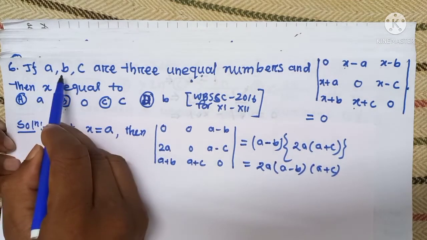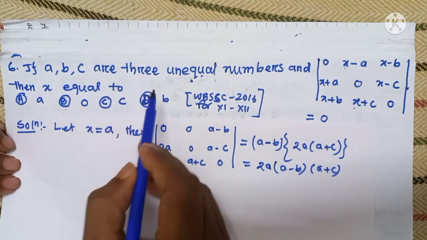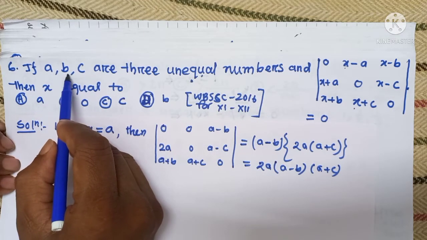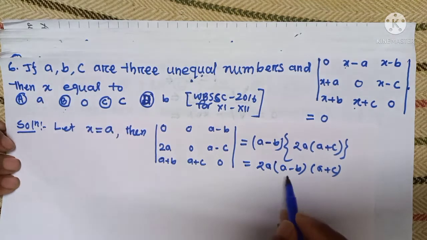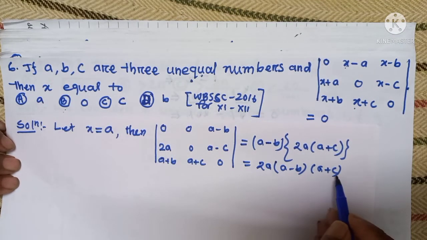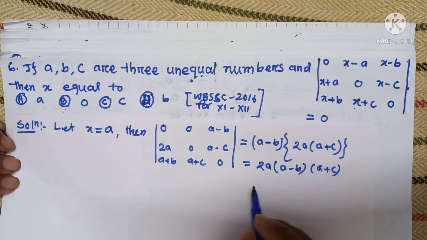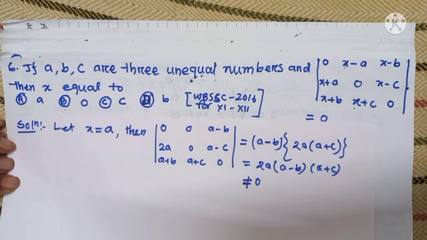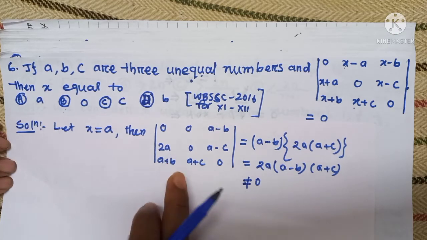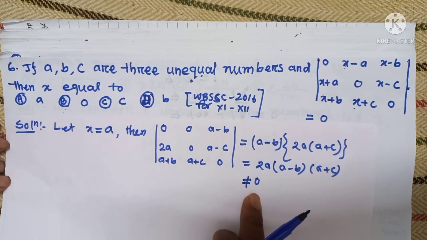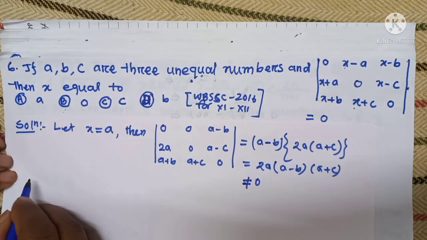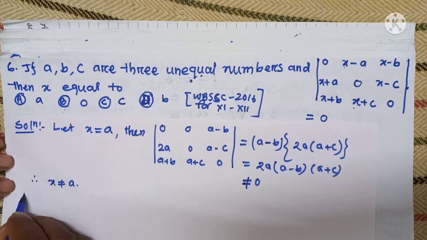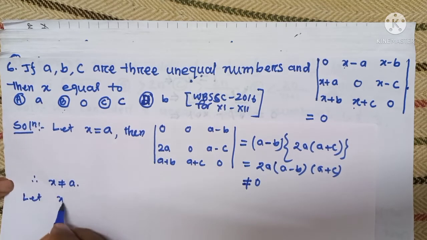Since a, b, c are three unequal numbers, a is not equal to b, not equal to c, so a minus b is not equal to 0, a plus c is not equal to 0 and a is not equal to 0, so this is not 0. Since the value of the determinant is not equal to 0, x is not equal to a.